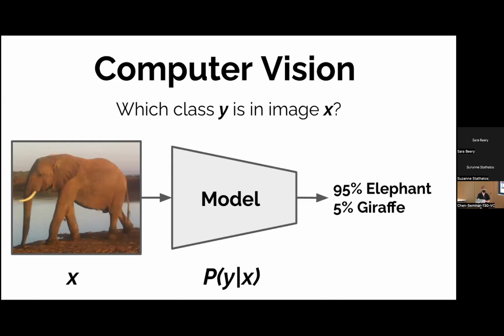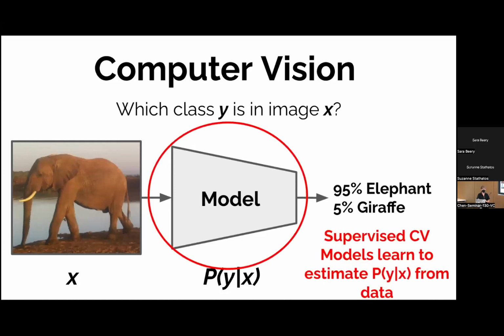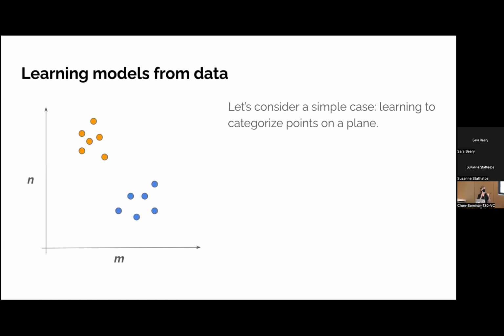The important thing here is that for most supervised machine learning models, we learn to estimate this probability in a parametric way. We learn it from data. And so, generally, if we're trying to think about ways that we learn models from data, and I'm going to try to keep this mostly conceptual, I'm not going to go into a lot of the underlying probability or the math.